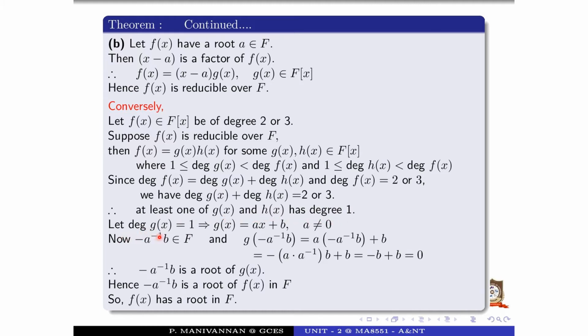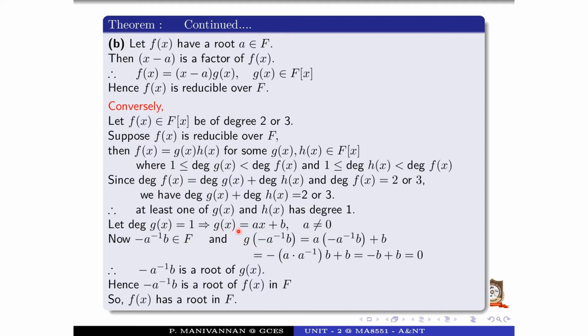Let the degree of g(x) equal 1. Then the polynomial will be ax plus b with a not equal to 0. Therefore, what is its solution? Minus b by a, that is, minus a inverse b, which belongs to F. It is an element in the field F, since a and b are in F.